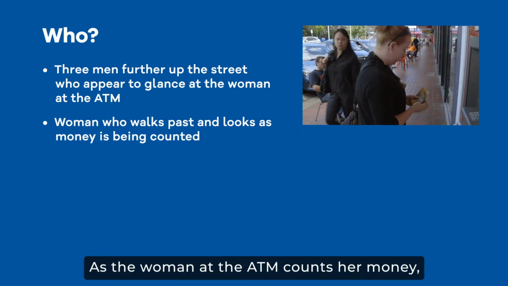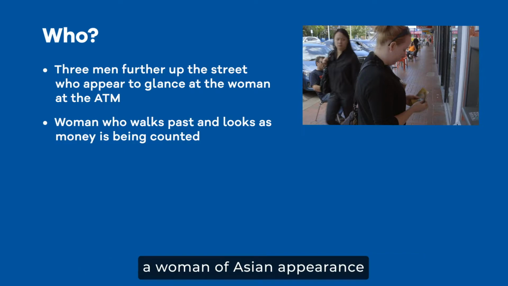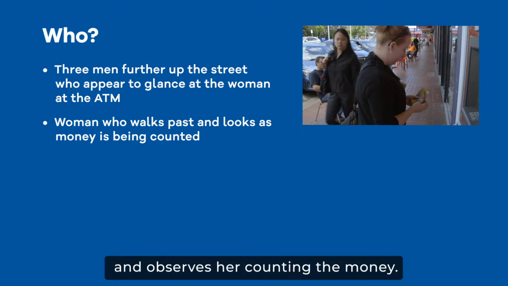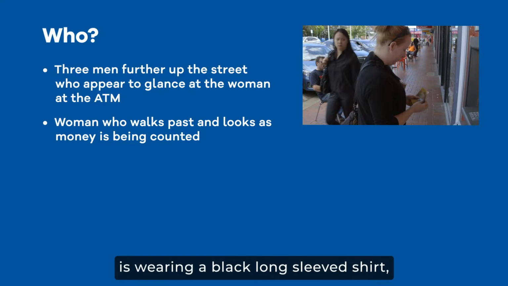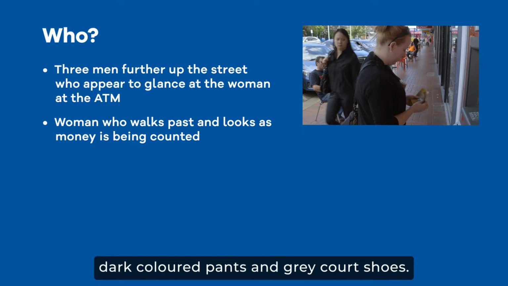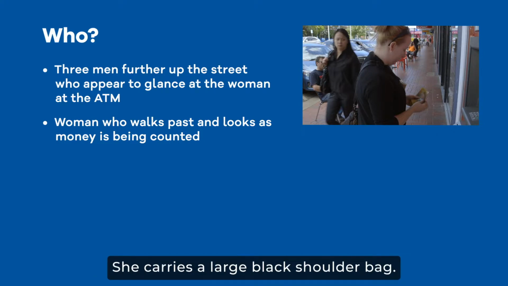As the woman at the ATM counts her money, a woman of Asian appearance with dark, long hair walks past and observes her counting the money. The woman walking past is wearing a black, long-sleeved shirt, dark-coloured pants and grey court shoes. These shoes are sometimes called pumps. She carries a large black shoulder bag.